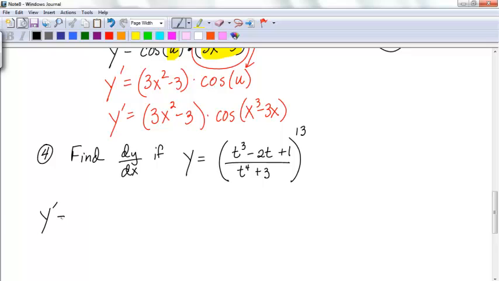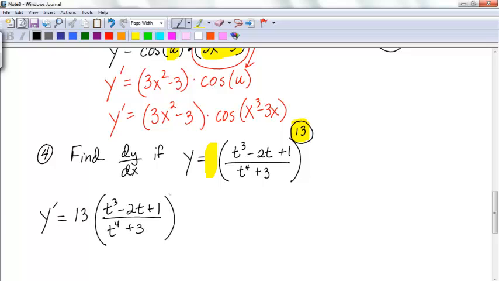Okay, y prime. You have two things going on here. You've got a quotient and a quantity to a power. The chain rule takes precedence. So you're going to take this exponent times this number in front, which I understood to be a 1. So it's going to be 13. The part inside the parentheses is going to stay the same. Depress this exponent by 1, and then it's times the derivative of what's inside.